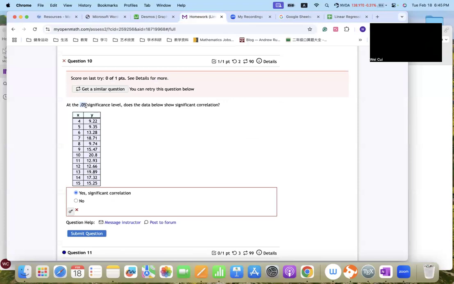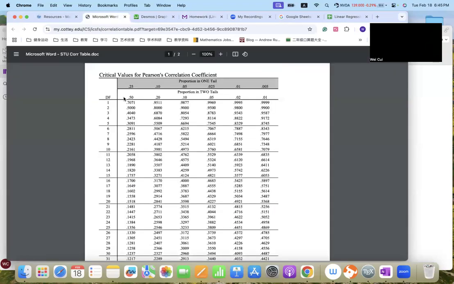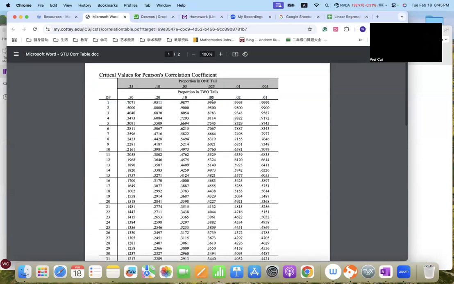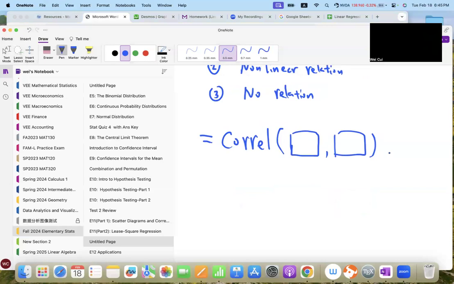We need this significance level, which is 0.05. So we go to the top, right? This is 0.01, 0.02. Okay, this is 0.05. Now, the critical values for this significance level are in these columns. Then we need to figure out the degrees of freedom.